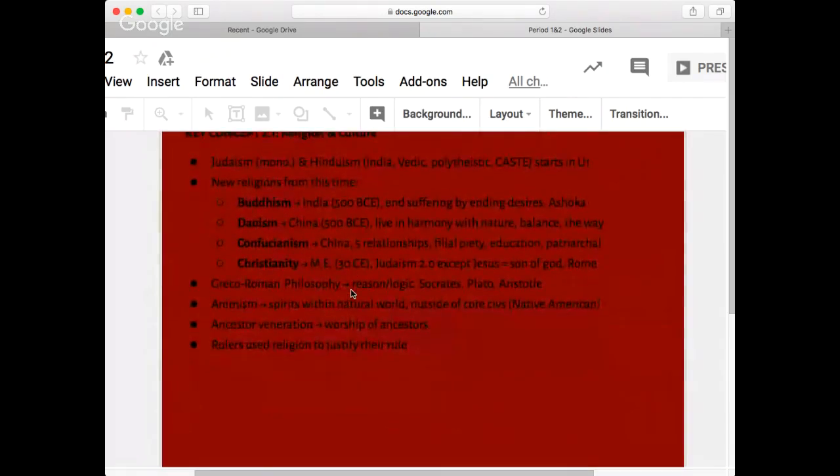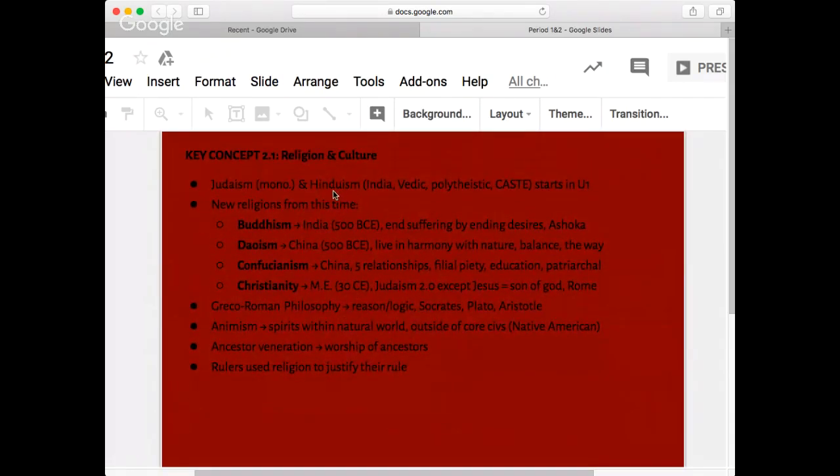So religions, you've got Judaism, Hinduism, going from period 1 into period 2. You've got new religions like Buddhism, Taoism, Confucianism, and Christianity, philosophy. And then you've also got people still practicing animism and ancestor veneration.